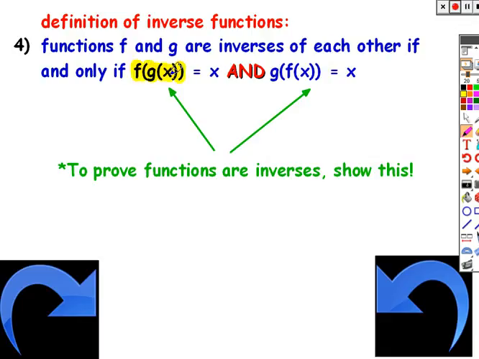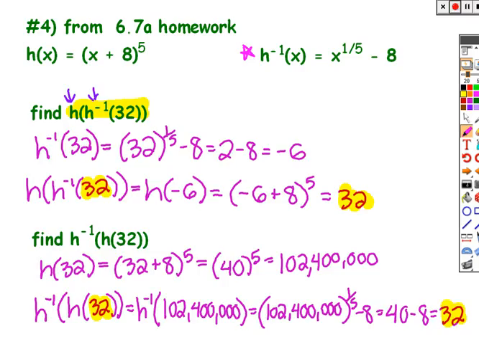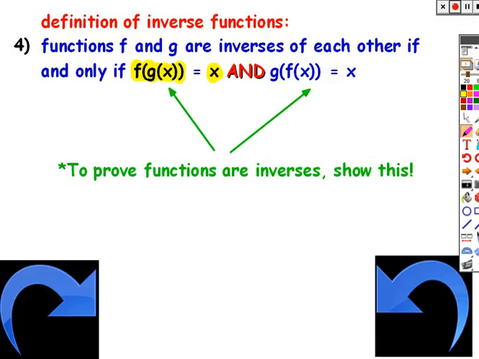But if I have two functions that are inverses, then if I plug x into g and then g into f, and these are inverses, I should be right back where I started. Just like on the previous page when I plugged in 32 into a function and then its inverse, I was right back at 32. And then the reverse should be true also. So if I start by plugging x into function f, and then whatever comes out, I plug that into g, and if these are inverses, I should be right back where I started with x.